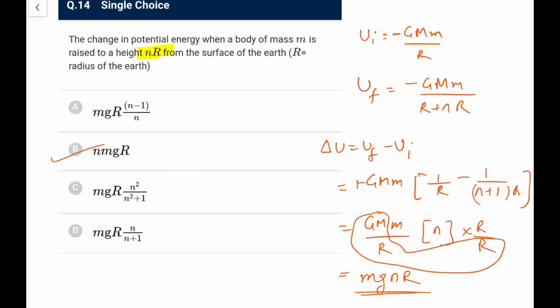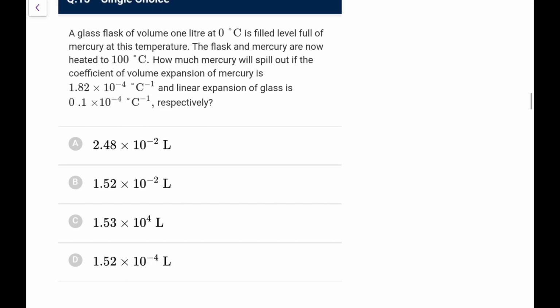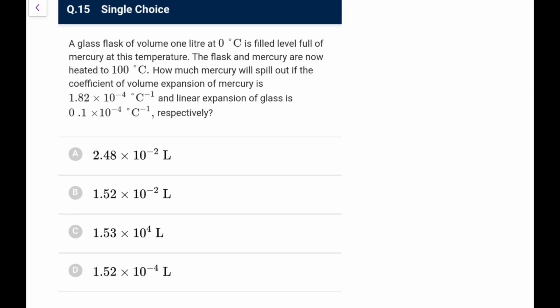The solution given in the app is wrong because they have assumed nR from the center of the Earth, not from the surface. So don't make this mistake, you should be careful about it.